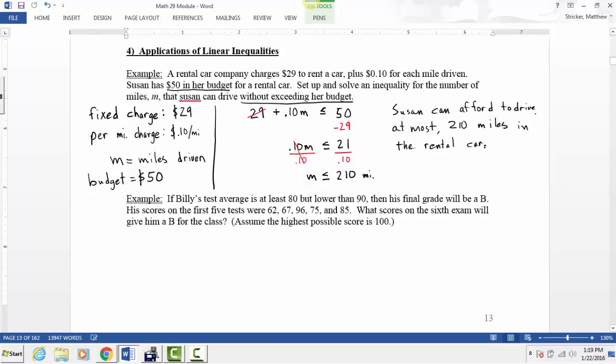So that's one example. Let's look at one more. It says, if Billy's test average is at least 80 but lower than 90, then his final grade will be a B. His scores on the first 5 tests are 62, 67, 96, 75, and 85. What scores on the 6th exam will give him a B for the class? Assume your highest possible score is 100. So notice it says his test average needs to get a B, his test average needs to be basically between 80 and 90.